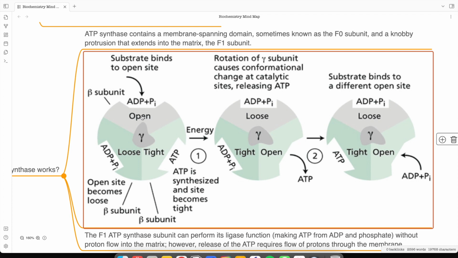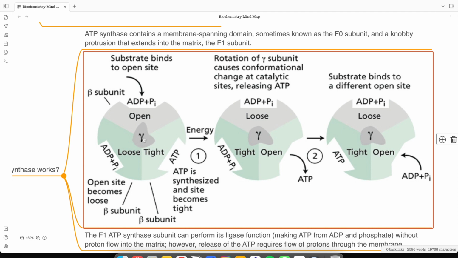Whenever there is an open configuration, ADP and Pi can bind and ATP can get released. Whenever there is a tight configuration, the ATP cannot be released, but it can get stabilized; that means ADP and Pi can react and ATP can get stabilized. And in the loose configuration, ADP and Pi can react, but loosely. Now this is very important.